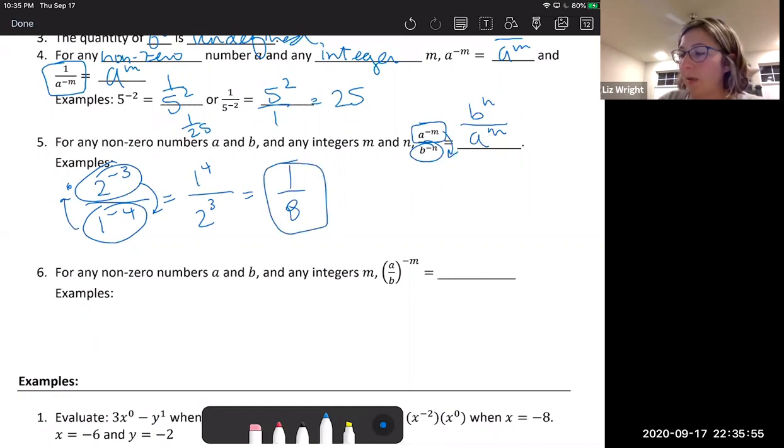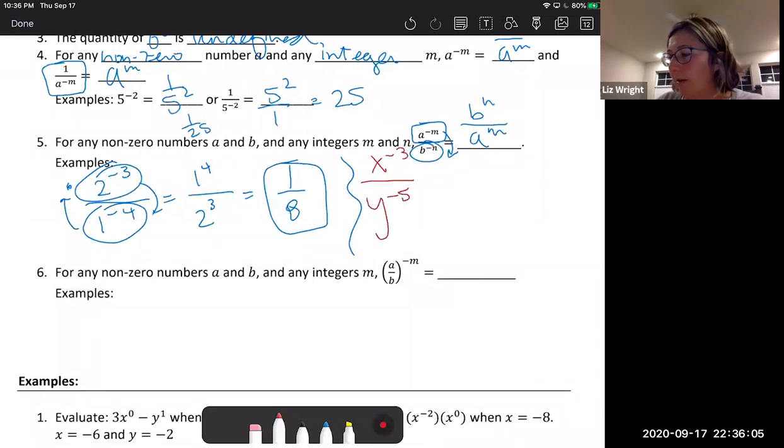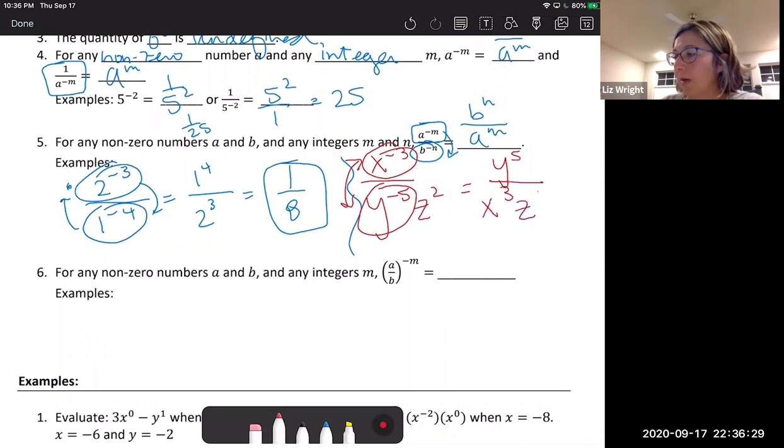And then on our next one, if I say x to the negative third, y to the negative fifth, z squared, and again, I say I want you to rewrite it so it has positive exponents all throughout. So x is going to go to the denominator. These two guys are going to switch. The z can stay right where it's at because it already has a positive exponent, right? So here we can do y to the fifth all over x to the third z squared. And then that would be our final answer for that one.